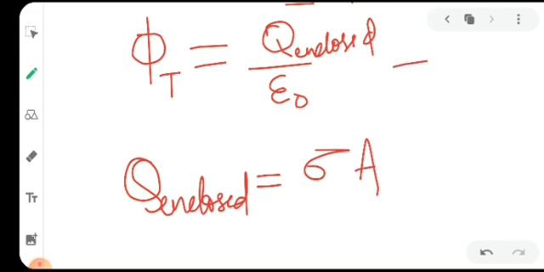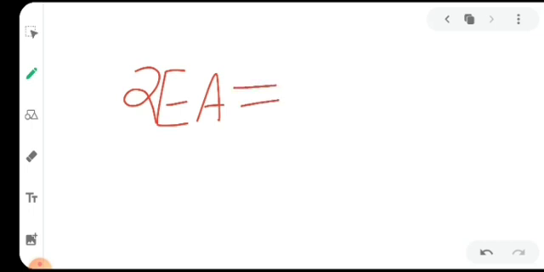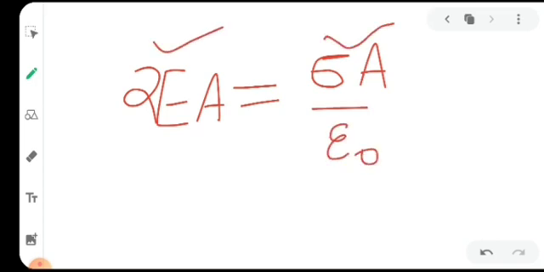Substituting this equation and this equation, we get the following. What was phi t? Phi total was 2 times E times A, where E is the electric field on each point of the surface, equals Q enclosed. Now what was Q enclosed? Q enclosed was sigma A, and according to Gauss's law, the total flux should be equal to total charge enclosed divided by epsilon 0.